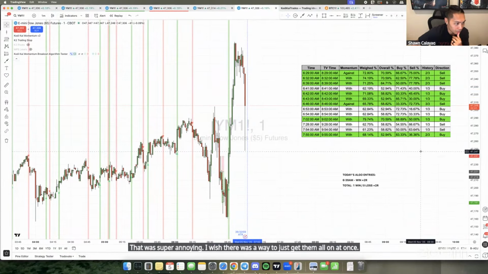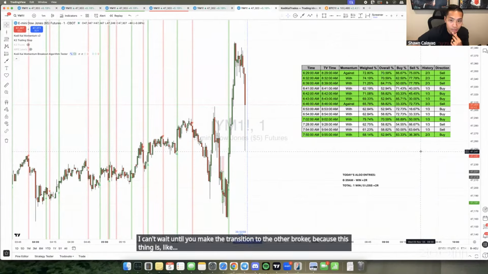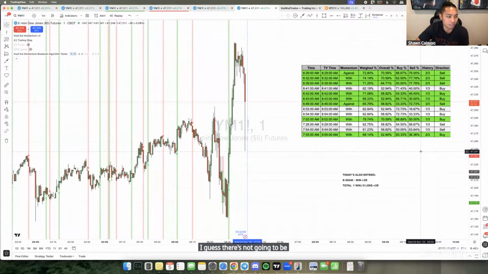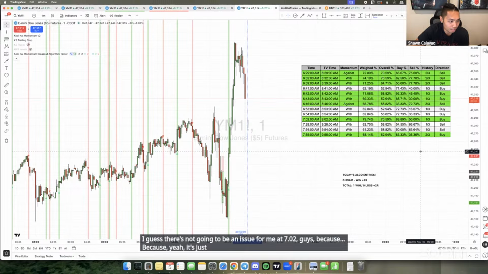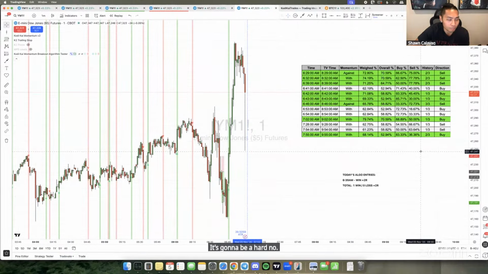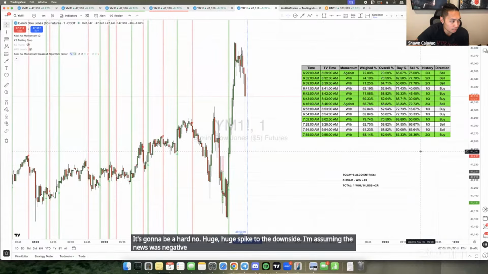I can't wait until you make the transition to the other broker because this thing is... dang, huge spike right there. Look at that huge candle. There was news at 7 o'clock. This is what I'm trying to avoid. I guess there's not going to be an entry for me at 7:02, guys. That's a hard no for me. Damn, huge spike to the downside. I'm assuming the news was negative, but I will take a look in a second.